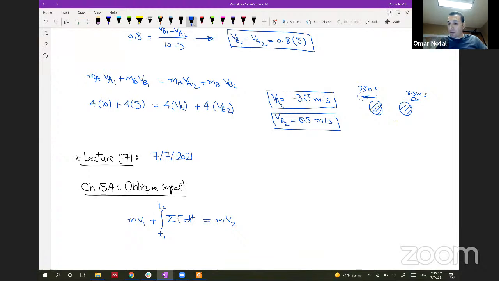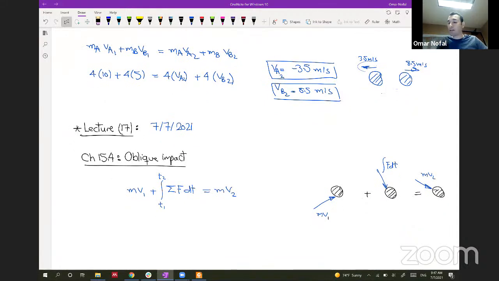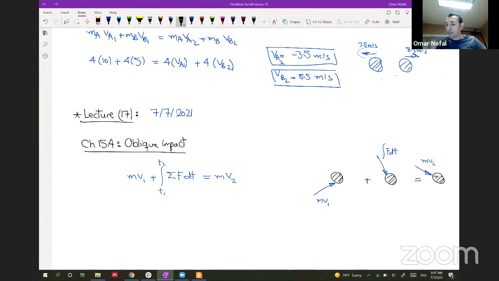And we represented this by, like here, this is my particle. You have a certain momentum acting on the particle like this, mv1, and you have a force over time acting in this way, and you will end up having a momentum in this direction, mv2. And we talked about impact, like you have two particles colliding together.